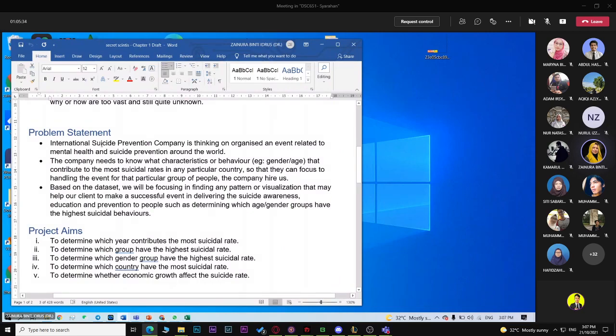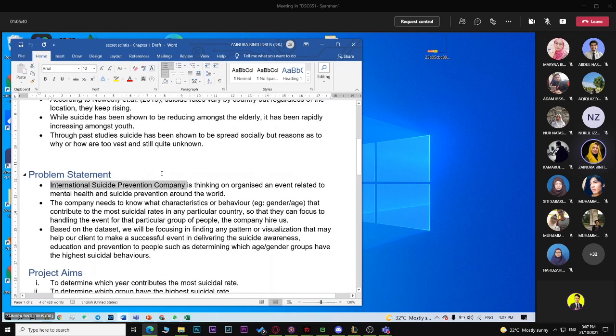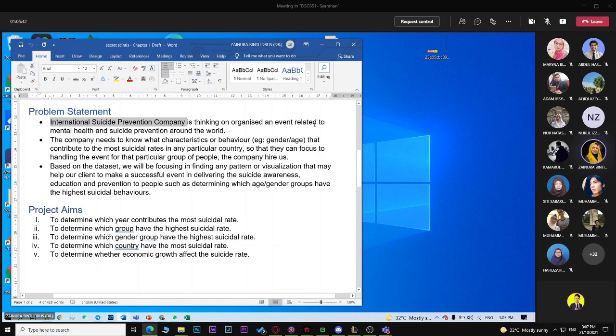These are international suicide prevention companies. They search. Okay, for this country, the data comes from thinking and organizing an event related to mental health and suicide prevention around the world. You see, to create awareness. The company intends to know what characteristics of behavior. Based on the data set, we will be focusing on finding patterns that help this organization make decisions to create awareness. If they know there are youngsters from what age to what age, then they will target that customer. They go to school.